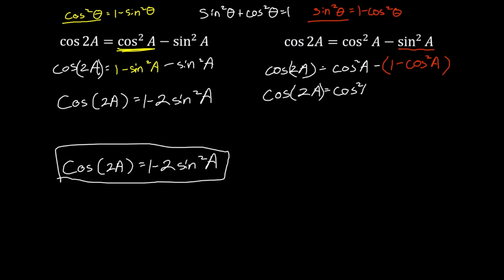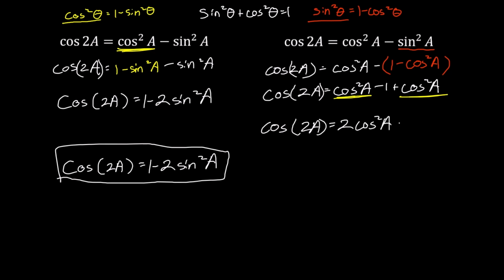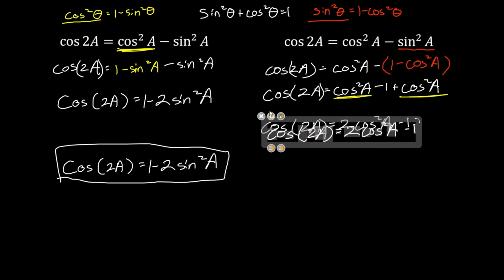So cosine squared a minus 1, and here's where those parentheses are required, plus cosine squared a. So now with the commutative property of addition, I can add those two functions together. Cosine of 2a equals double cosine squared a minus 1. This is our third and final form of the double angle formula for cosine.